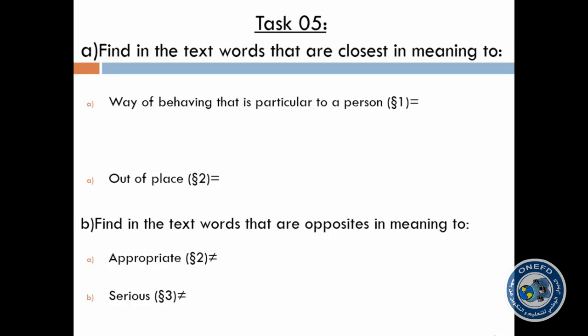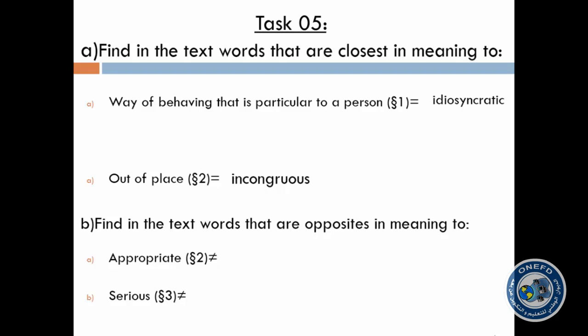Feel free to pause the video to answer your task. So let's take a look at the solution. A way of behaving that is particular to a person means that this person is idiosyncratic. We said that idiosyncratic means something that is special to an individual. Out of place means incongruous. Incongruous means not matching. It's out of place. It does not correspond to the normal requirements.